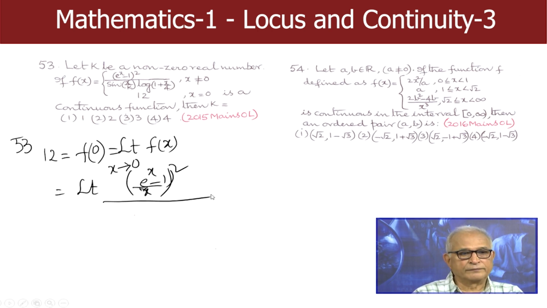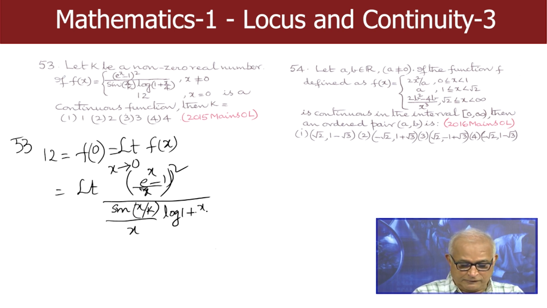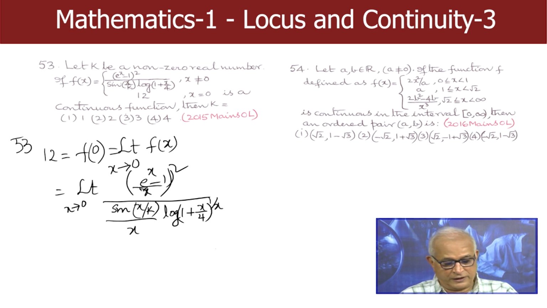I divide each factor in the denominator by x: sin(x/k) by x, and log(1 plus x/4) by x, as x tends to 0. Look carefully. What I did is, 12 must be equal to the value of the function at x equal to 0, that is f(0).